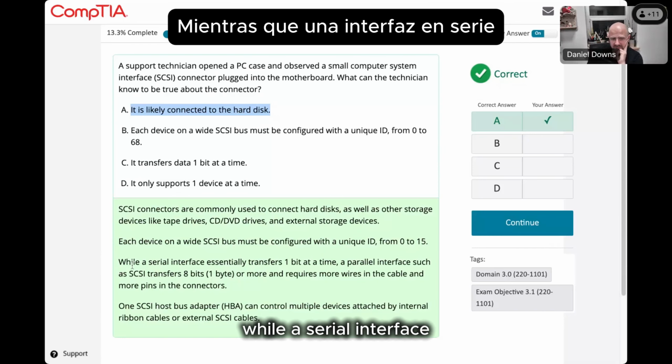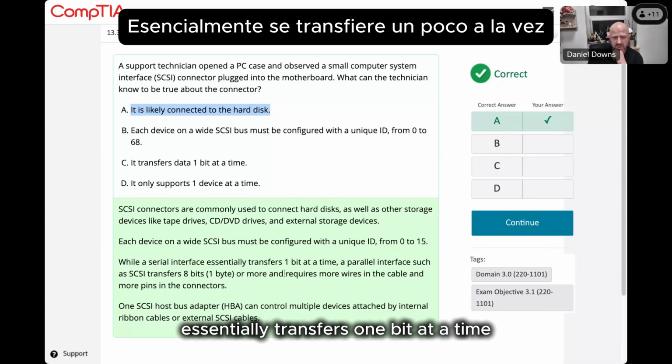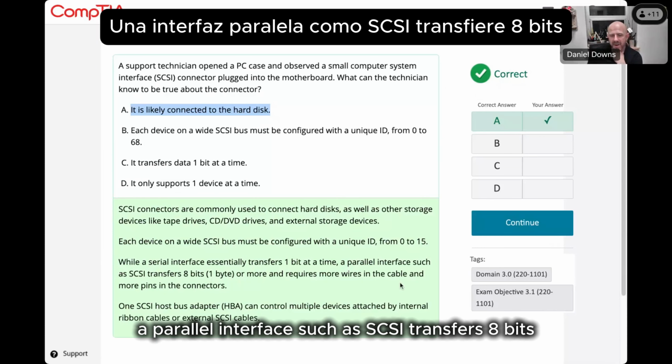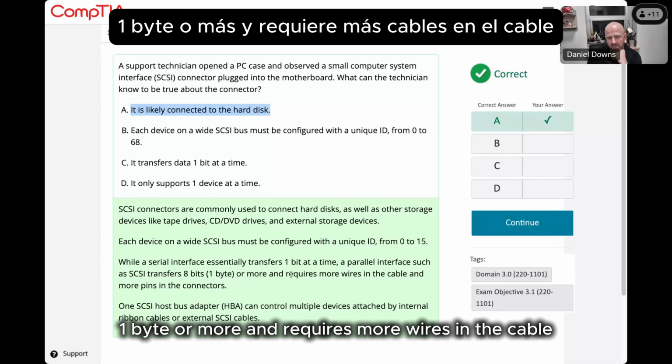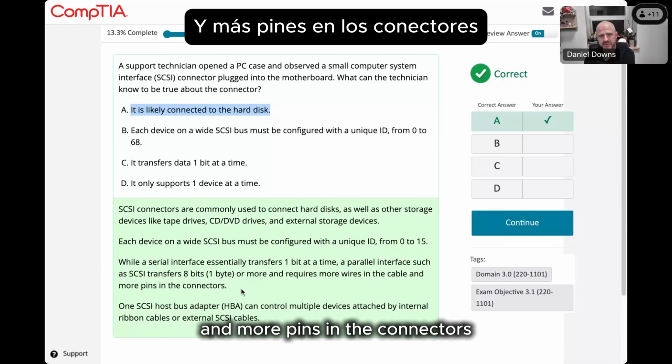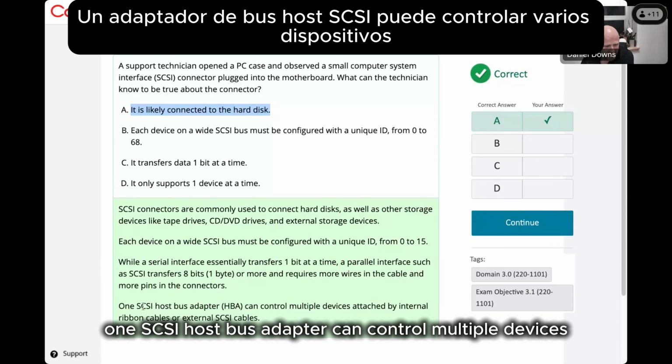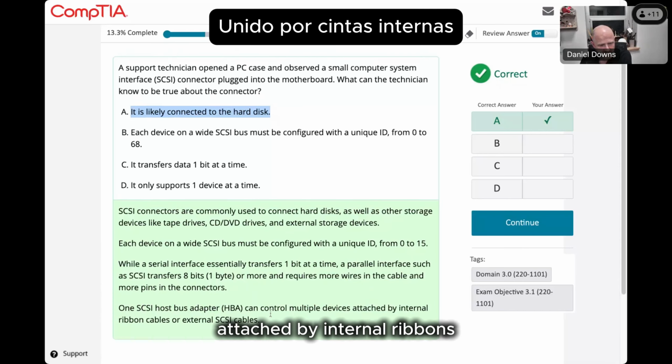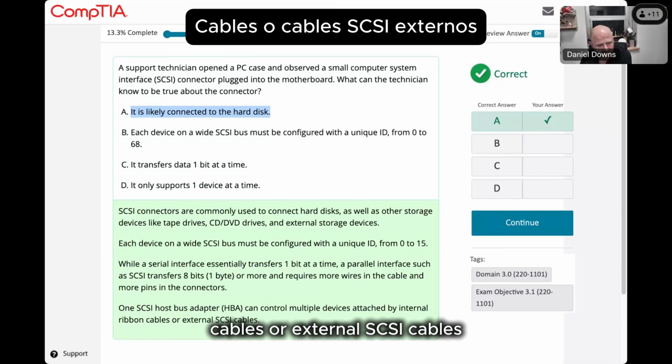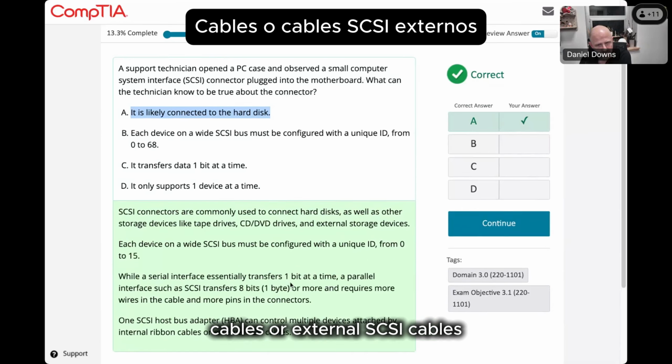While a serial interface essentially transfers one bit at a time, a parallel interface such as SCSI transfers 8 bits, 1 byte or more, and requires more wires in the cable and more pins in the connectors. One SCSI host bus adapter can control multiple devices attached by internal ribbon cables or external SCSI cables.